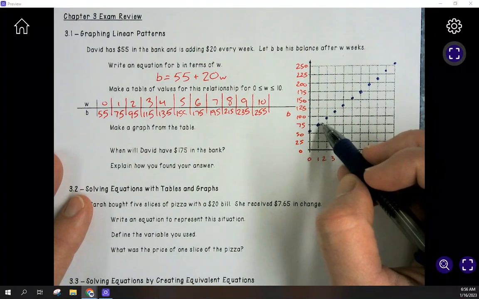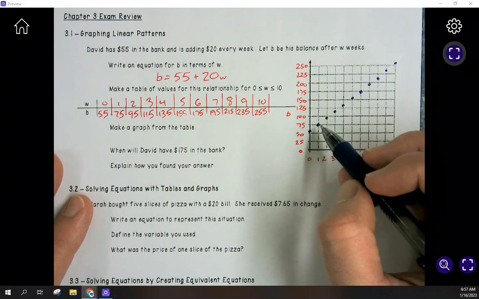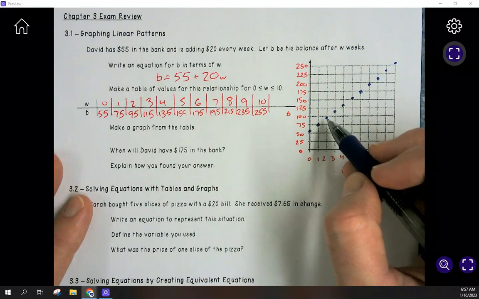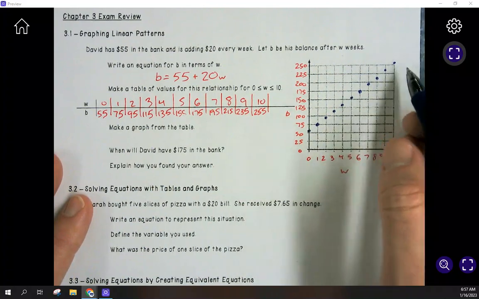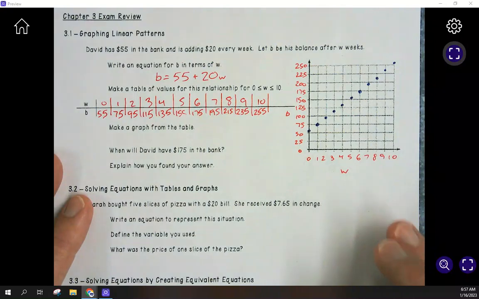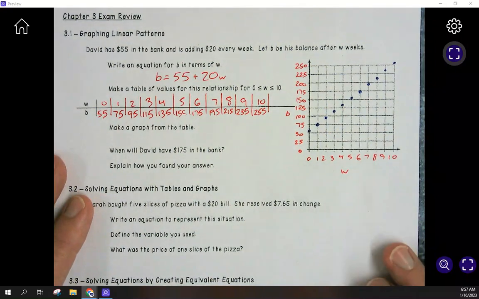Halfway through the week, he's not at like $80 and then $90. We don't know that. We're assuming they're just putting $20 in, so it jumps from 75 to 95. So we're not going to connect this. We don't think there's information that exists in between this. So we're going to keep it just like that.